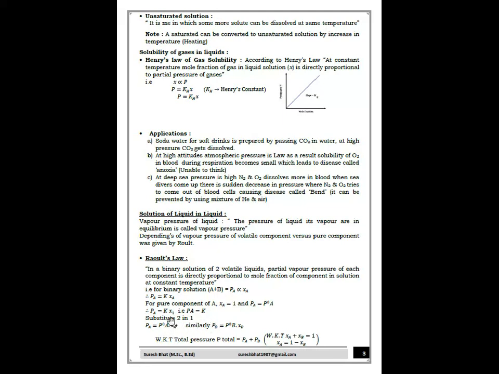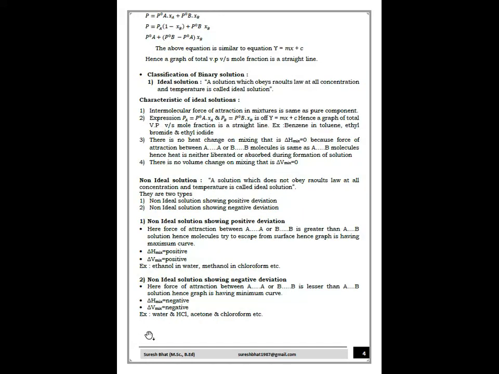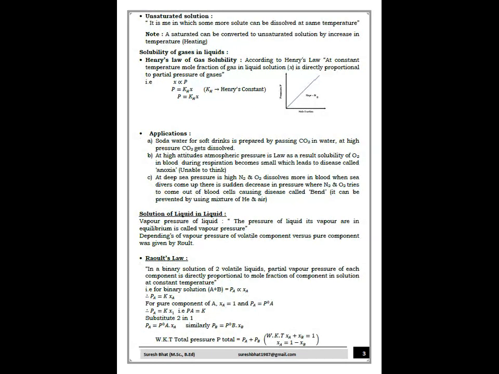I think you understood here, but I'll explain once again. For pure component A, the mole fraction is equal to 1, K will be as usual, and PA will be equal to P naught A. So P naught A is equal to K. Substitute this value here, and the partial pressure of A is equal to P naught A into mole fraction A. Now this is the expression for your component A.